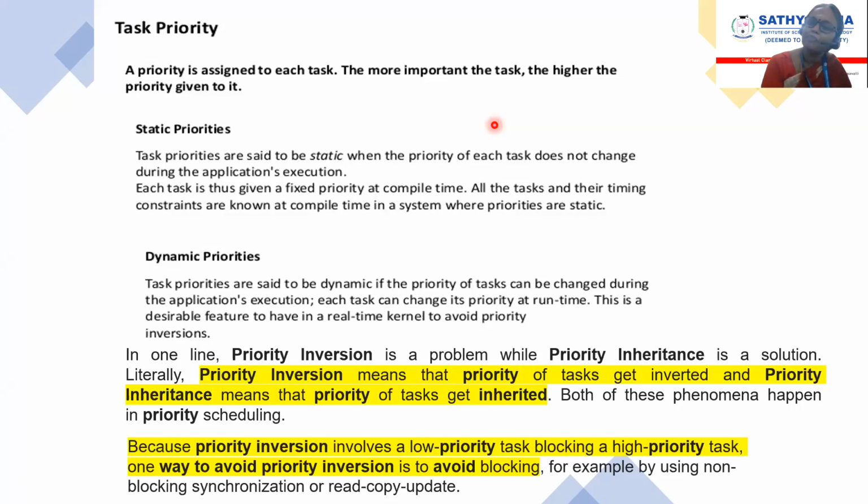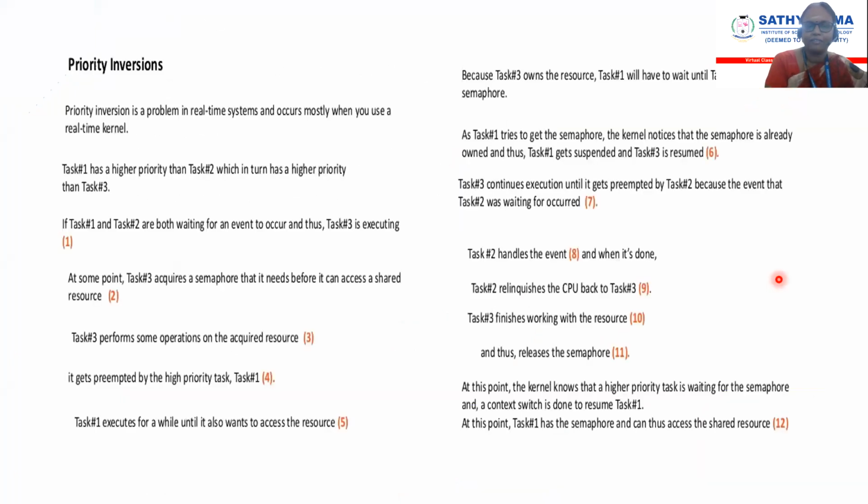Normally what we do is we block the low priority and involve the high priority, but it is the opposite. So the low priority task gets involved and the high priority task gets blocked. That is priority inversion. That is a problem. Priority inheritance means the solution for priority inversion. Now I think we will slowly move on to the next slide.